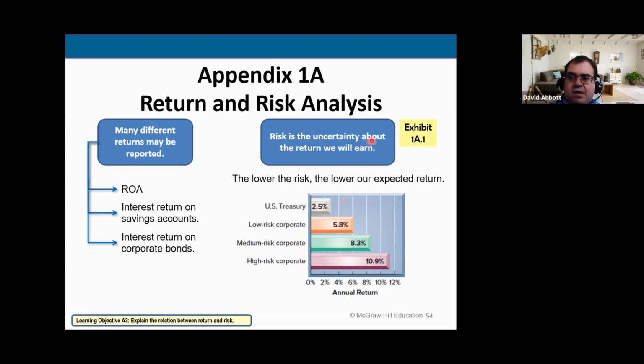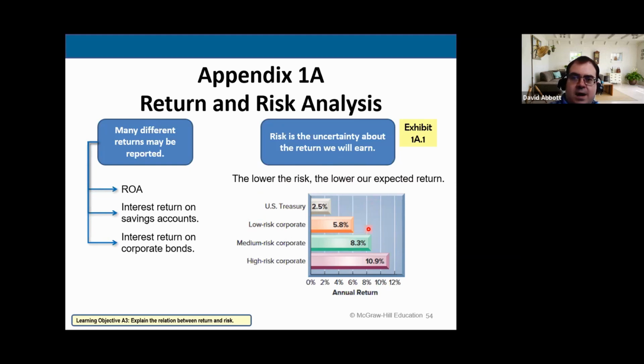Now, risk is the uncertainty about the return we will earn. So the lower the risk, the lower the expected return. We see that, for example, Treasury bonds are about 2.5%. We know that they're stable. We know that the Treasury will pay their debts. So we have pretty decent certainty that they're going to pay and you're going to get your money. And in low risk corporate, about 5.8%.